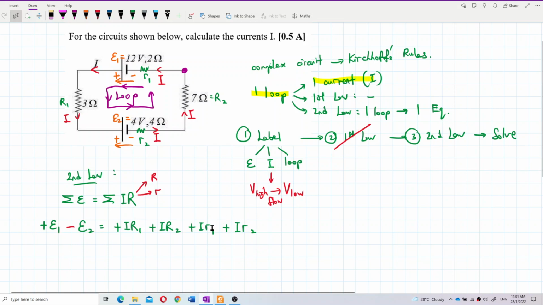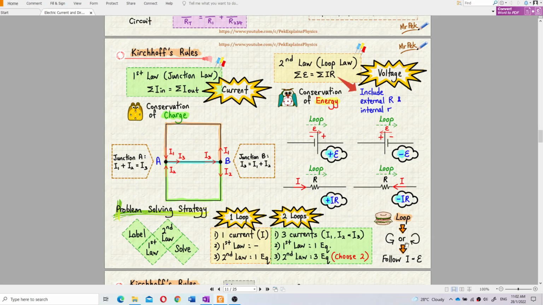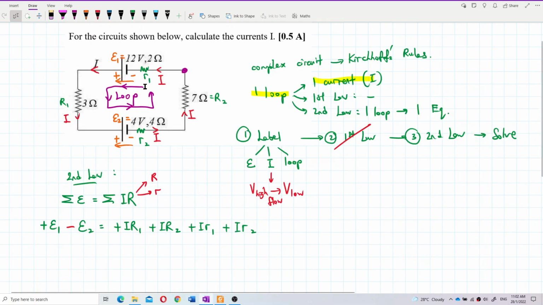Why do you get such a beautiful equation? Because in the beginning you are wise. You use a wise, or intelligent, loop direction. You try to make the loop direction follow the majority of the current and EMF direction. That's why you make the loop direction align with the direction of the current and the EMF, so that you get many positive values.